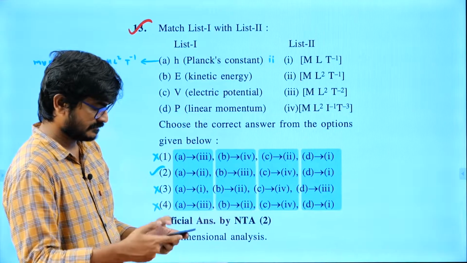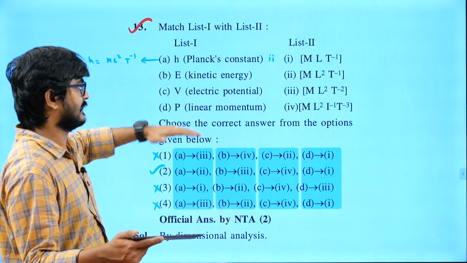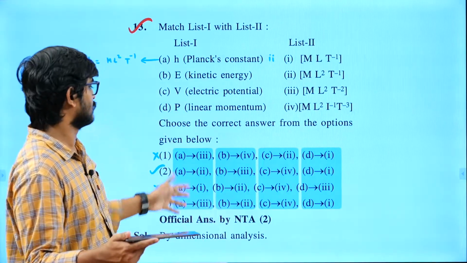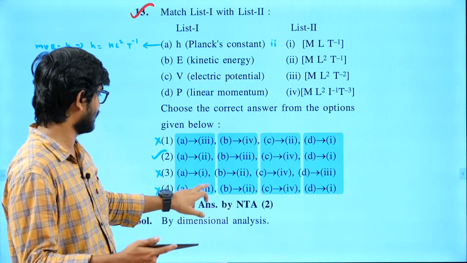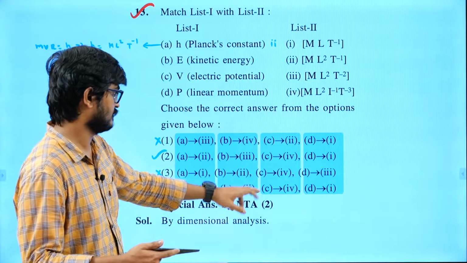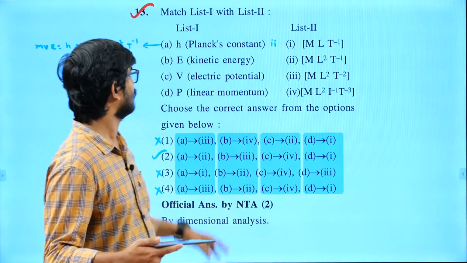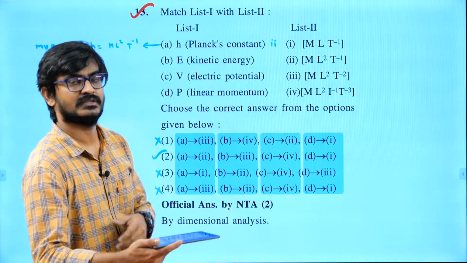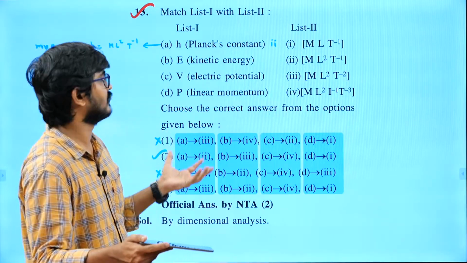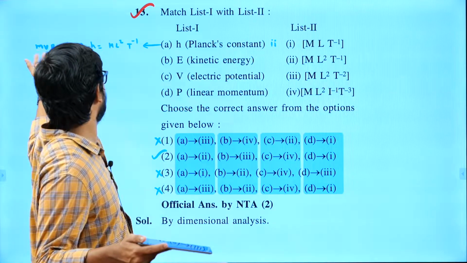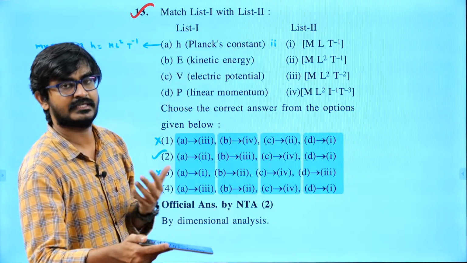Now in the next question, Planck's constant, kinetic energy, electric potential, linear momentum. So I'll be looking at these options. Now you can see A is having option 3, 2, 1, 3, 4, 3, 2, 2. Yeah, right. Now I'll be finding Planck's constant. Now there are various formulae involving Planck's constant, but I remember this one, mvr equal to h by 2 pi. mvr equal to h by 2 pi.